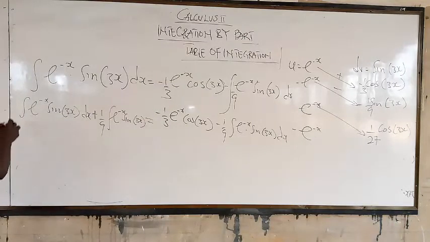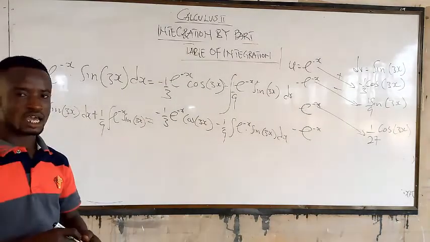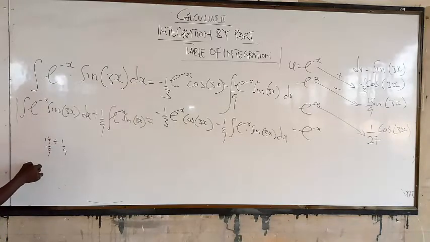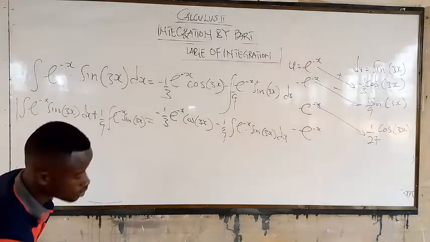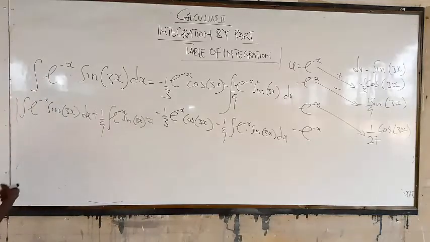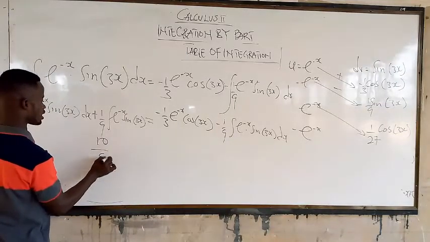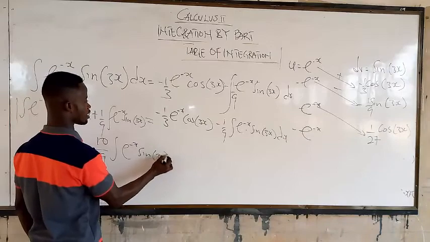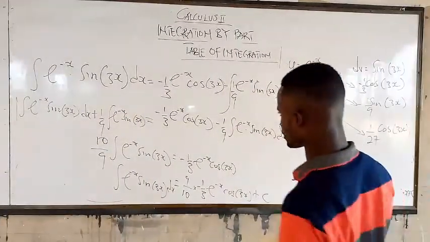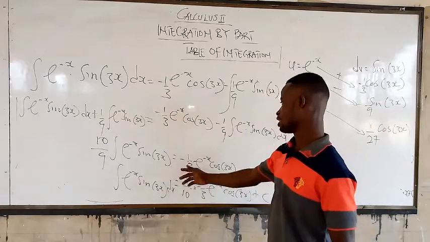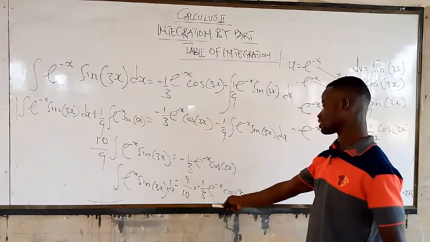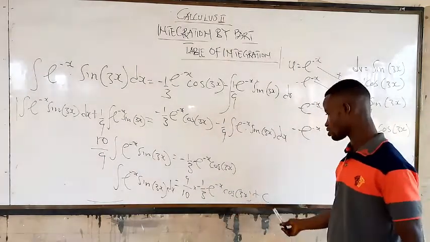So we can add, so it gets 1 plus 1 over 9. And 1 plus 1 over 9 is going to be 10 over 9 over 9. So we get 10 over 9 integral of e raised to power negative s sine 3s. Alright, so when you multiply it by 10 over 9, that is what you're going to get to be your final answer. So finally we get negative 9 over 30 e raised to power negative s cos 3s plus c.